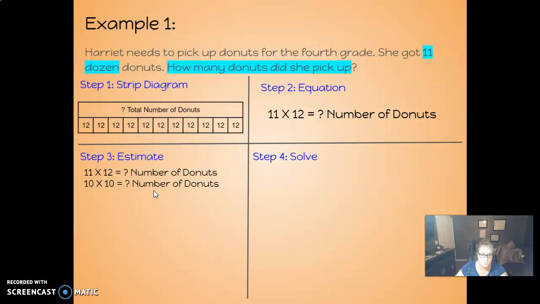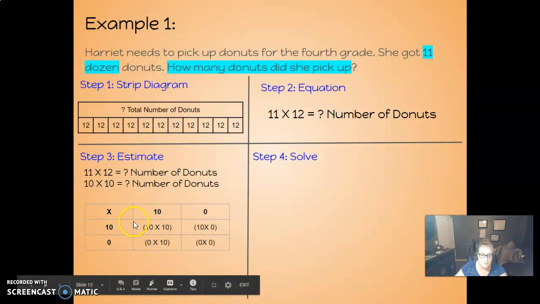Now, I'm going to use partial products to help me solve this problem. So I'm going to set up my boxes first. I'm going to break the number 10 into my tens and ones. So here is the tens, here is the ones. So I have 10 tens and 0 ones. And I'm going to do the same thing with my other 10 tens and 0 ones. Now, this is what I'm actually going to multiply.